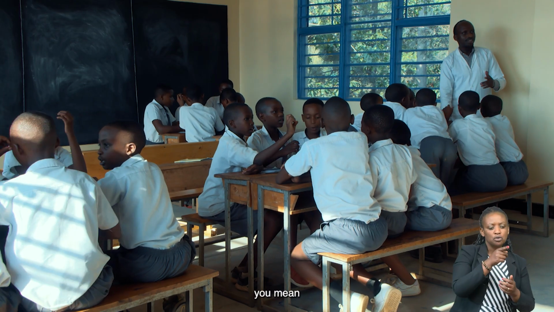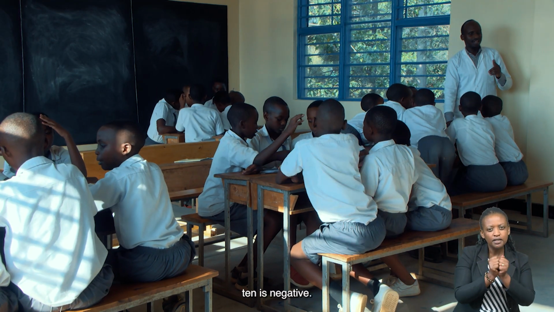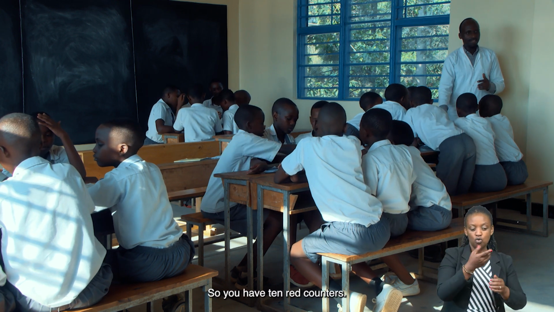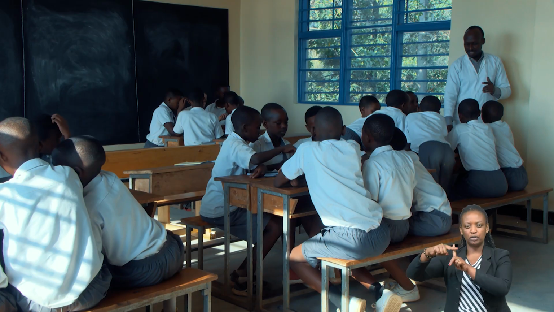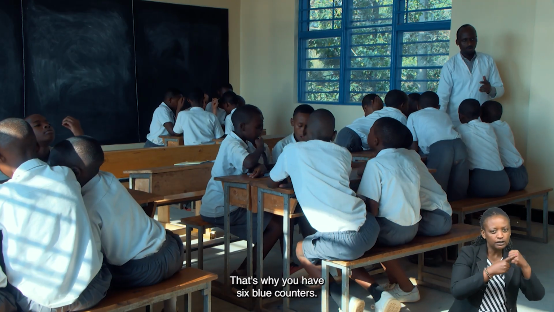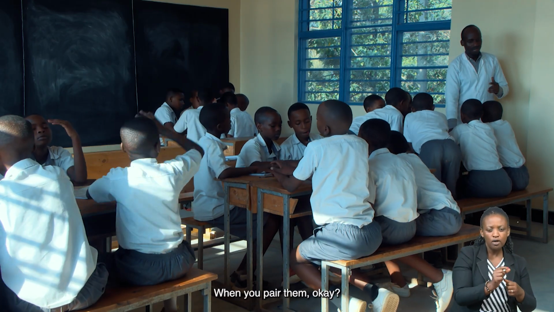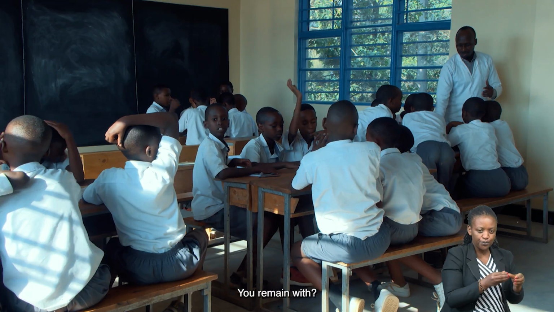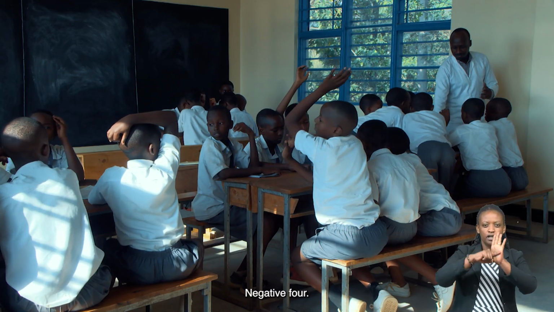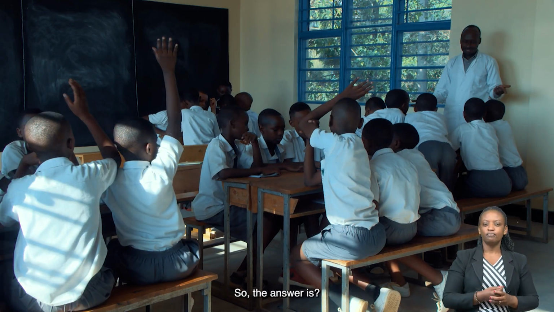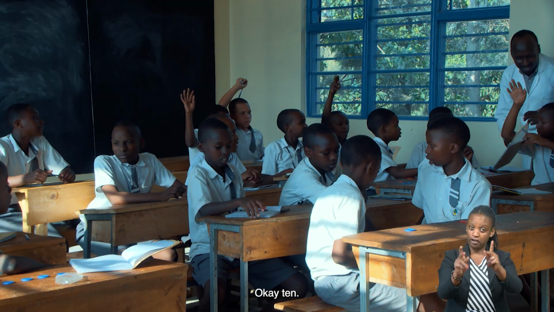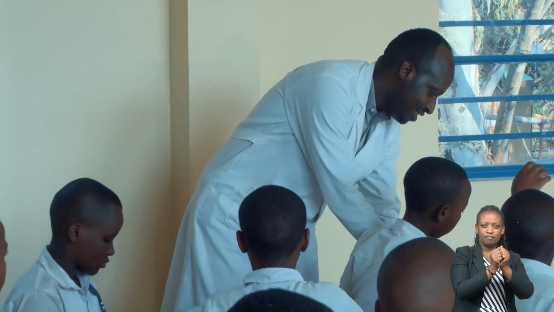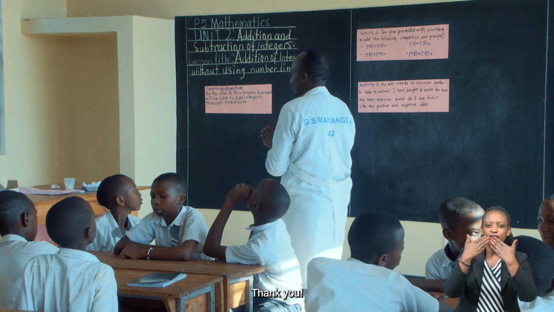You mean 10 is the negative. So you have 10 red counters. 6 is positive. That's why you have 6 blue counters. When you pair them, okay, you remain with -4. So the answer is -4. Okay. Thank you.